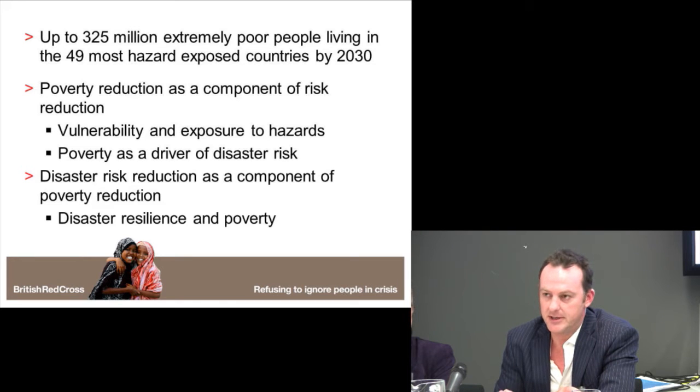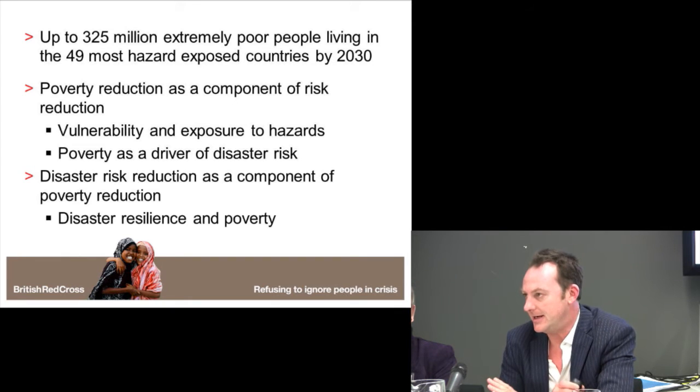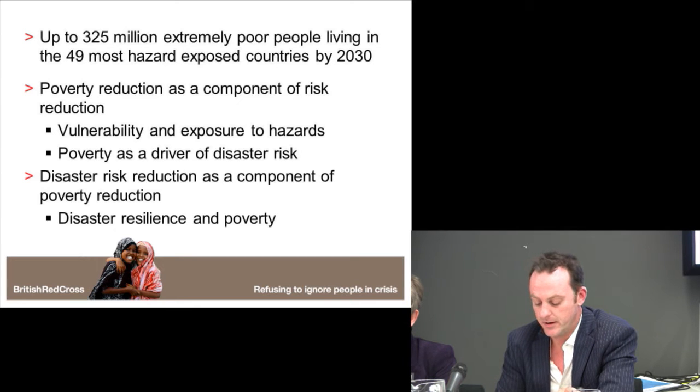To answer the second question first, it undoubtedly does matter. You heard just now some of the statistics, and ODI's Future Framework Guide and today's paper make the point that 325 million people will be living in the 49 most hazard-exposed countries by 2030. They're more likely to die, they're more likely to lose their livelihoods and their income, and it is a growing issue. But I think there's a question as to whether we adequately understand how poverty and disasters interact, and I think it's often actually less straightforward than we assume.